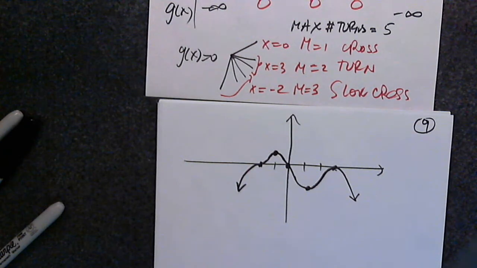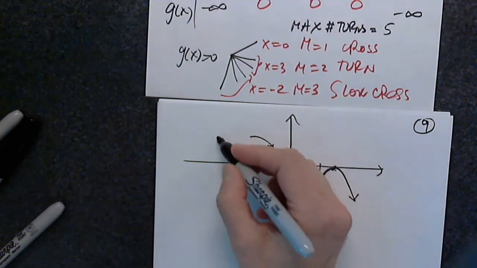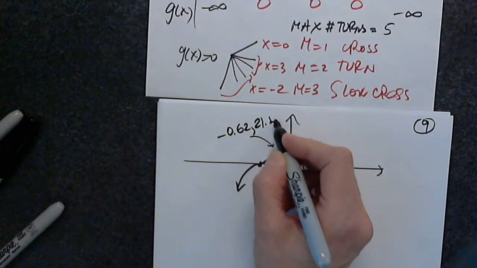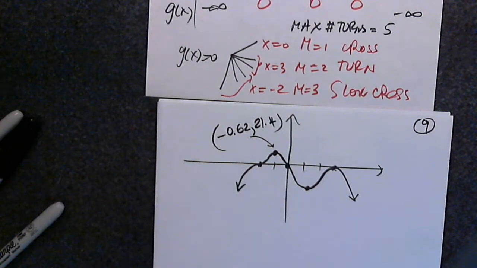So second and calc, I want a maximum, which is 4, between -2 and 0. -2, 0, and enter. And I'm getting this, which is -0.6, and it's 21, roughly. So this point, -0.62, 21.4.